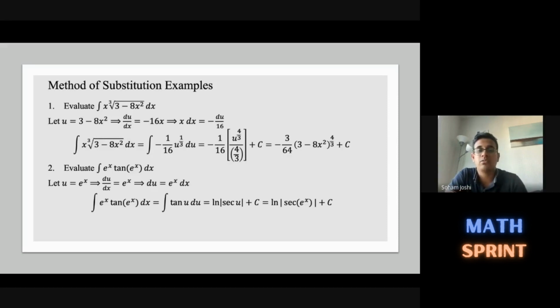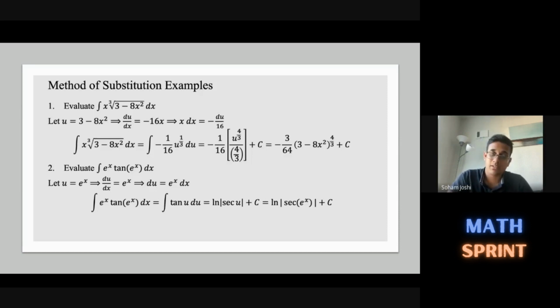So now let's substitute all this into the original integral. Since we know that x dx can be changed into minus du by 16, we also can figure out that the cube root of 3 minus 8x squared can be changed into the cube root of u. So now the integral has changed into minus 1 by 16 times u to the power of 1 by 3, and we have to integrate this with respect to u.